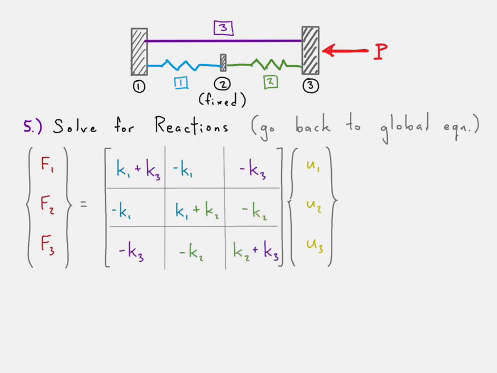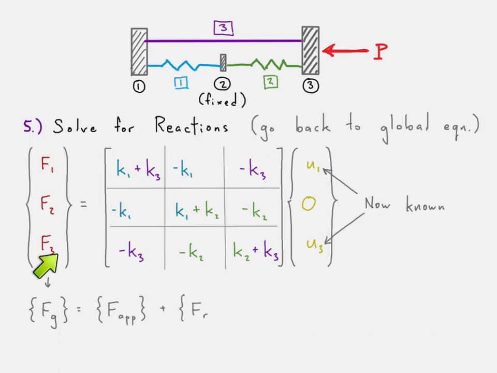And previously, what we did with the global matrix is we reduced it, and then we applied the known loads and solved for the displacements. So now we know what the displacements are. We're going to use these displacements. We're going to plug these in to solve for our forces. We know that node 2 has no displacement, it's fixed, and these are known, and so we can go ahead and solve for all these forces.